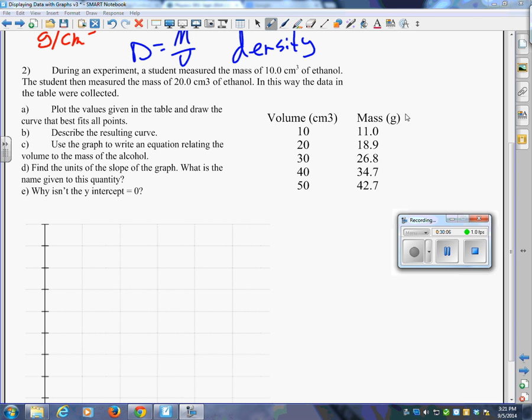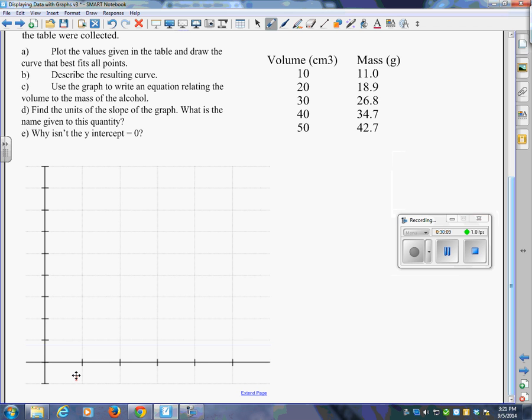Okay, so we got 10 and 11. You went 10, 20, 30, 40, 50 along the bottom, and up the side I'm sure you went 10, 20, 30, 40, 50. So I got 10 and 11, right about there. I got 20 and 18.9. And I got 30 and 26.8. Then 40 and 34.7. And 50 and 42.7, so somewhere like that.